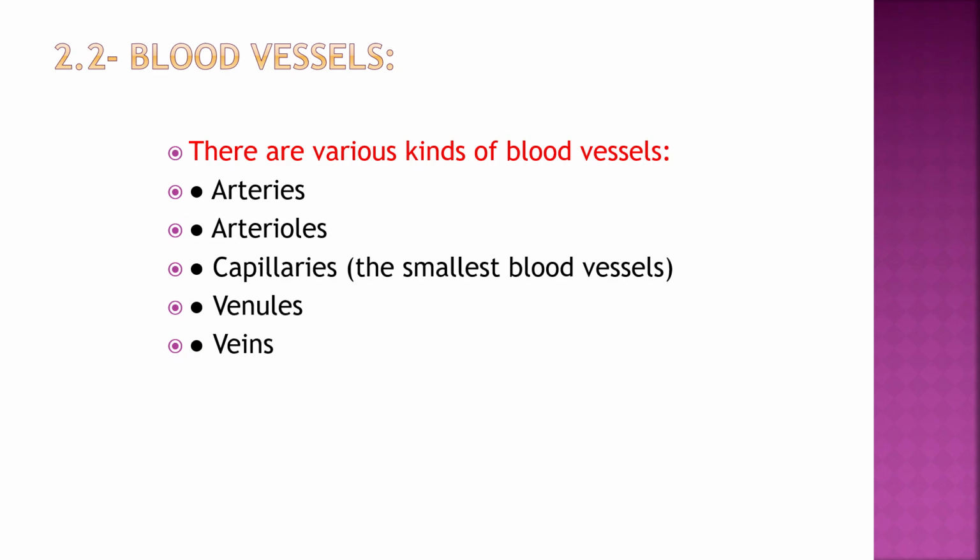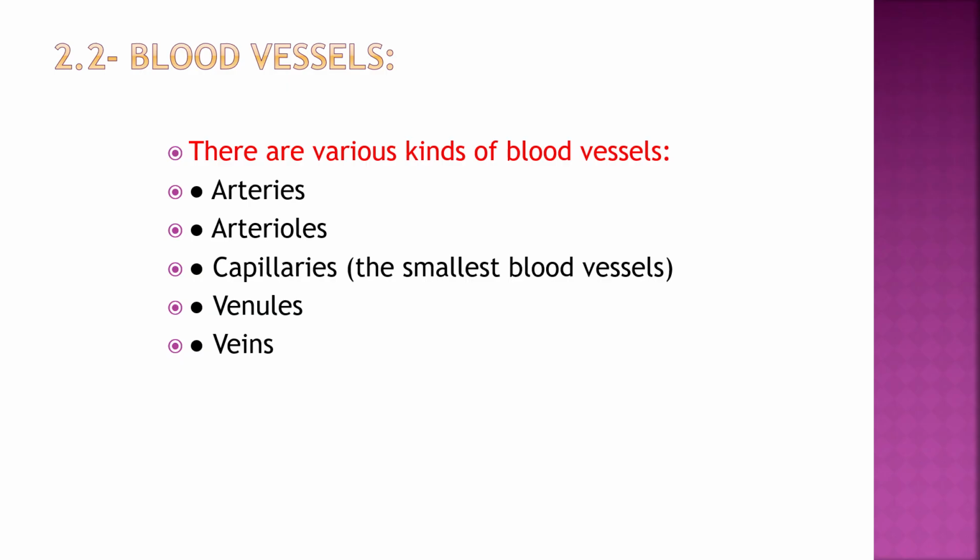So blood vessels, there are few different kinds of blood vessels. So first is artery. So this is a blood vessel which carries blood from the heart. So it is away from the heart. So it is thick walled artery because it carries blood under the increased pressure. Then branches of artery is called as arteriole.